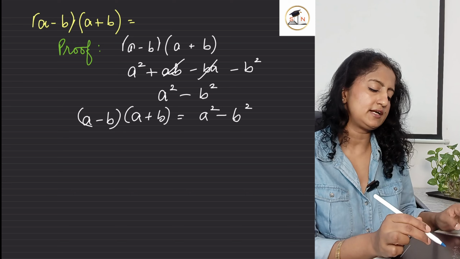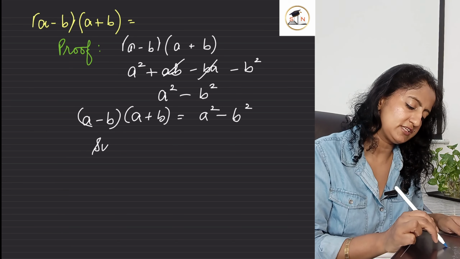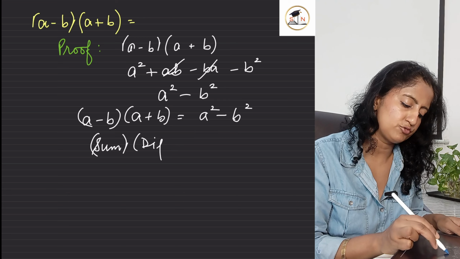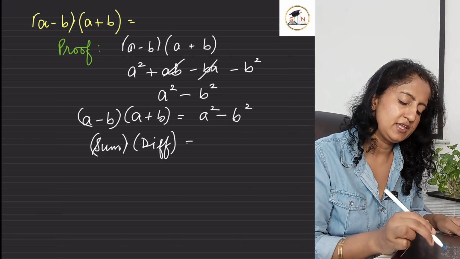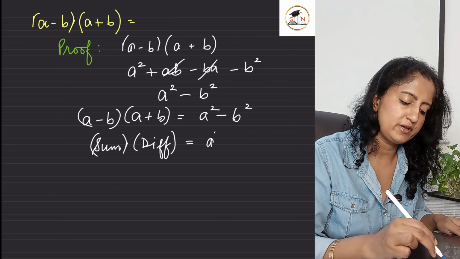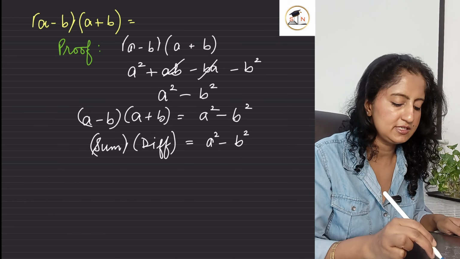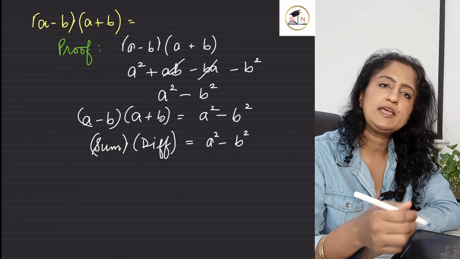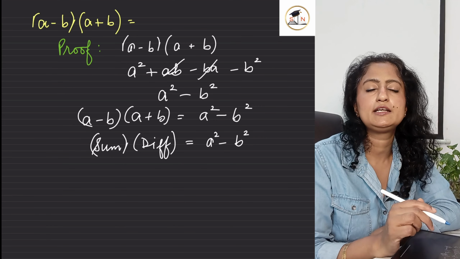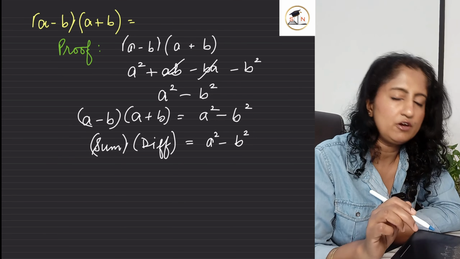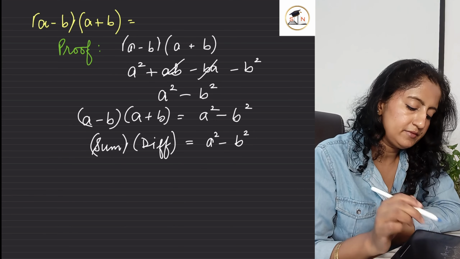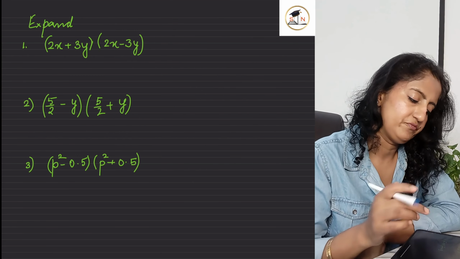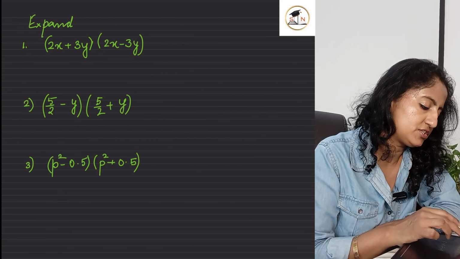Basically, you can understand this identity also as the sum of two terms into the difference of two terms, and it results in the square of the first term minus the square of the second term. Because you will see various kinds of questions, this identity has plenty of questions, okay, and you need to master this one very carefully. Now let's start with expansions.